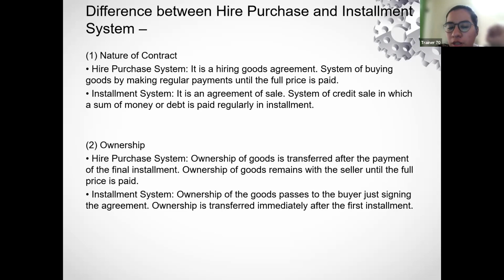What about ownership? When we talk about ownership, under hire purchase system, ownership is still in the hands of the vendor, that is the seller, until the final payment or final installment is made. Under installment system, ownership is transferred to the buyer at the time of transfer of goods. So possession and ownership both lie with the buyer. And under hire purchase, the possession is with the buyer, but the ownership is with the seller.